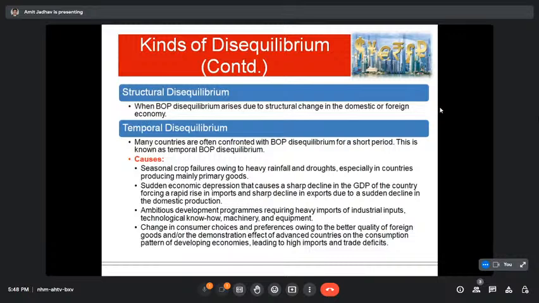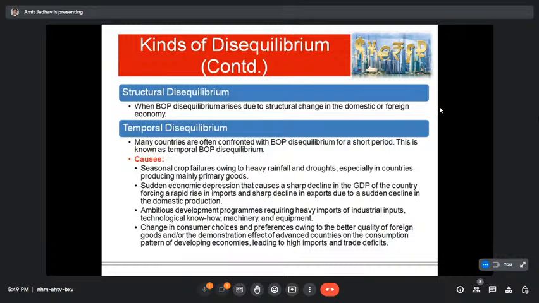Next, we have sudden economic depression, which causes a sharp decline in the GDP of a country, forcing a rapid rise in imports and a sharp decline in exports due to the sudden decline in domestic product.